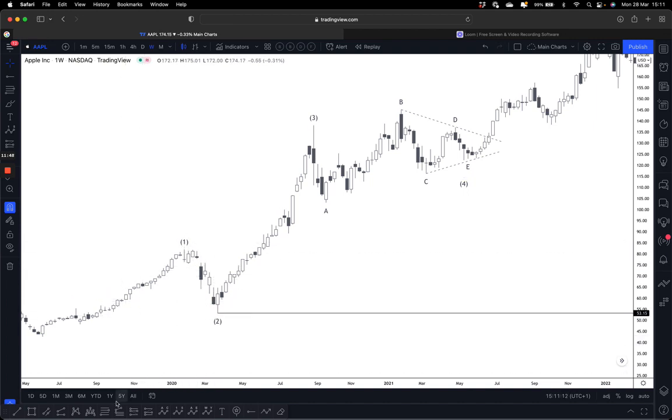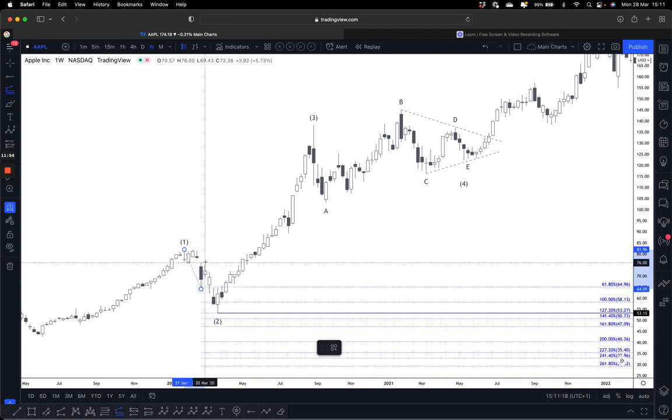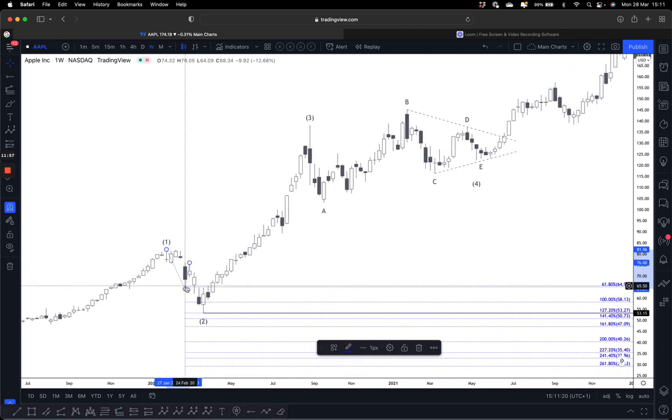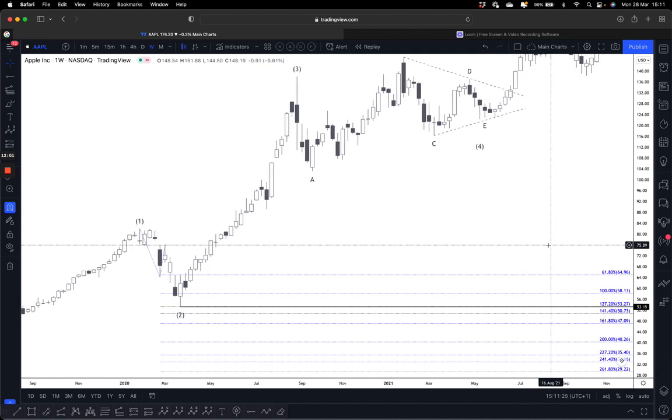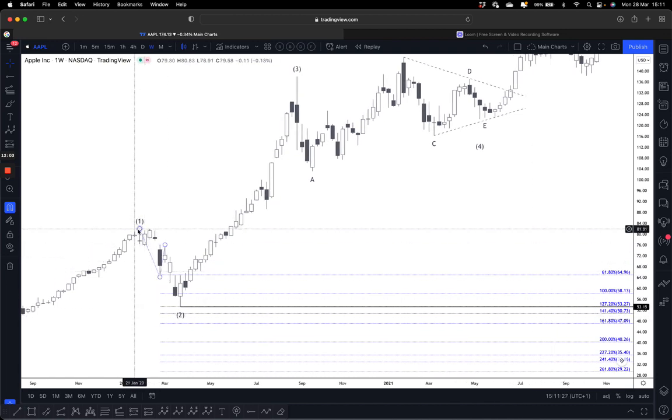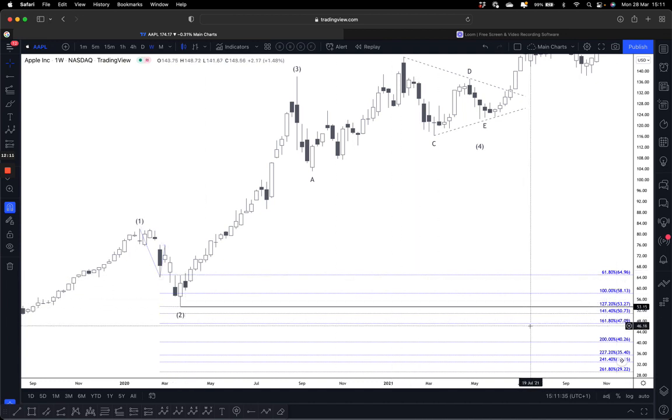Now, for example, if I go to the extension tool, this is an ABC. I'm going to mention this tomorrow. So equal leg: A equals C, C equals the equality of A. And we can see that it kind of stopped around here. 618 came, and the ray line I drew was at 1.272.